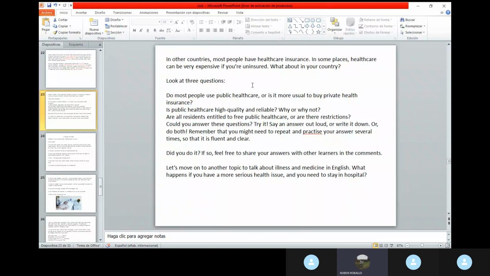What happens if you have a more serious health issue and you need to stay in hospital? Okay, let's practice about your city. For example, I will start with Leticia. In Leticia, the hospital is a public hospital. There are a lot of GP, doctor GP.